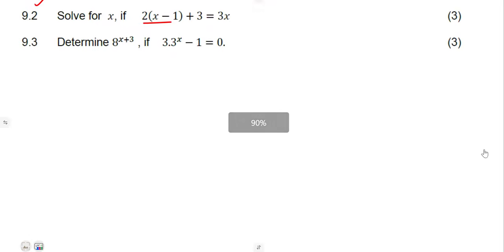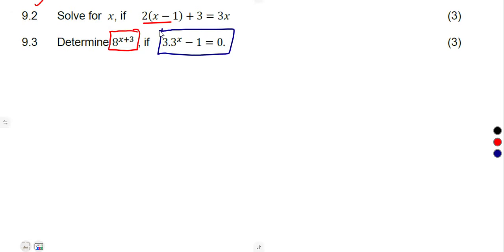All right. There we are given not to find x, but to determine this. When we have this equation, if 3 times 3 to the exponent of x minus 1 is equal to, if we are given this, then determine this.